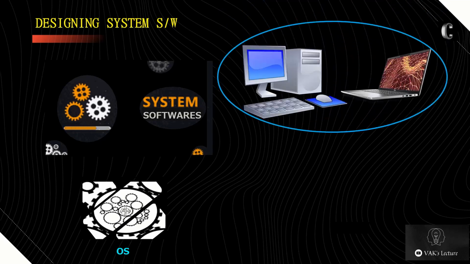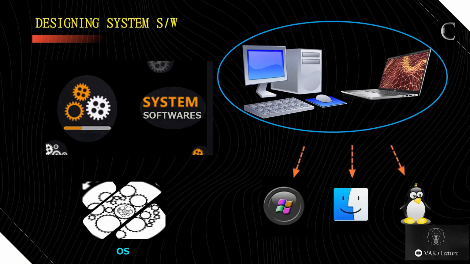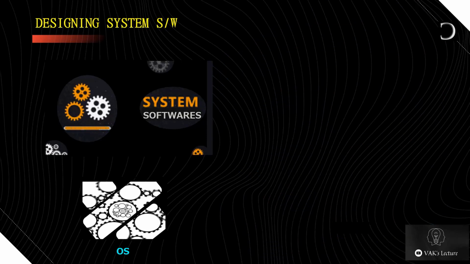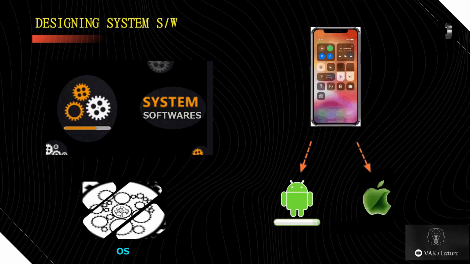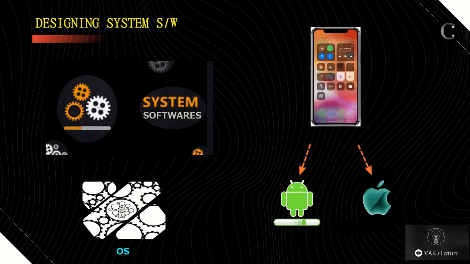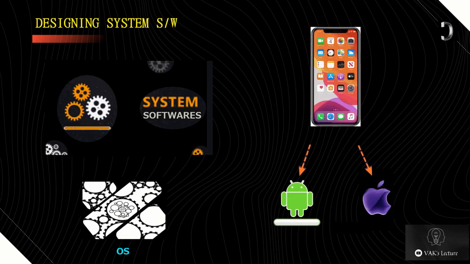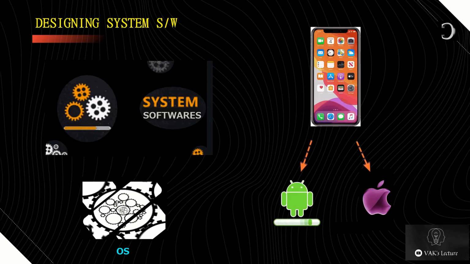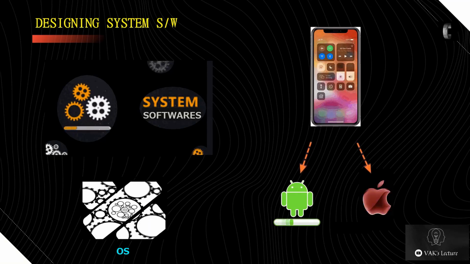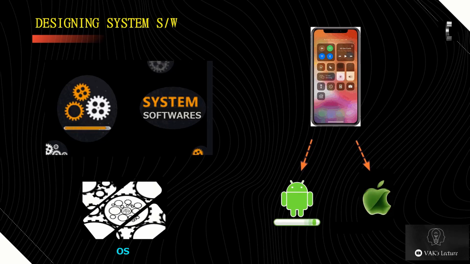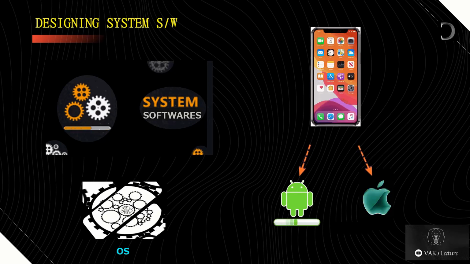For desktops and laptops, the operating systems are Microsoft Windows, Mac, Linux, etc. And for mobile devices, the operating systems are Android and iOS. These operating systems are designed by using the C programming language. With the C programming language, we can even design an operating system. If you have a good command of the C programming language, then you can easily work with that.